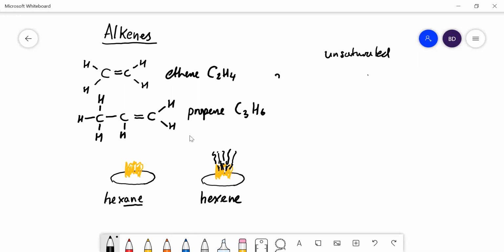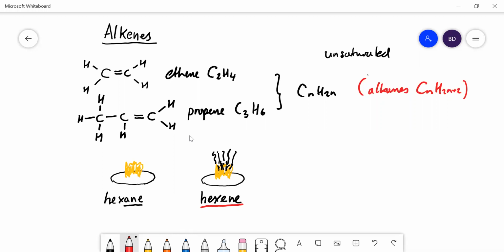C3H6. So we can see the general formula of the alkenes is CnH2n. Unlike the alkanes, of course, which have 2 extra hydrogens, CnH2n+2. Right. Ethene and propene are both gases at room temperature. So if you do experiments with them in class, you usually don't use either of those two. You would use something like hexene here.